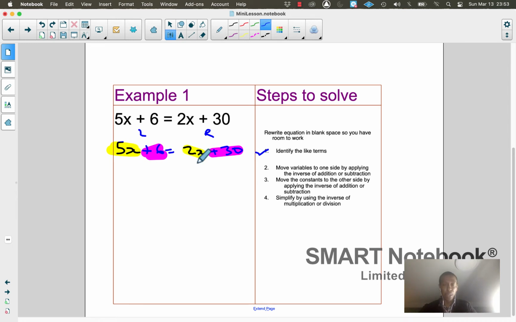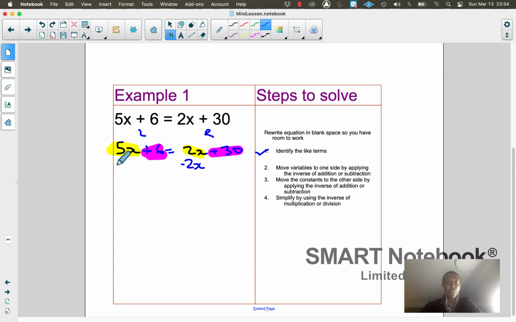So we have 2x. What we're going to do now, step number 1, right? What we need to do, rather, is to identify the operation here. Is it addition or subtraction? It's addition. Very good. So what is the inverse of addition? Very good. Subtraction. So we're going to go ahead and subtract 2x.